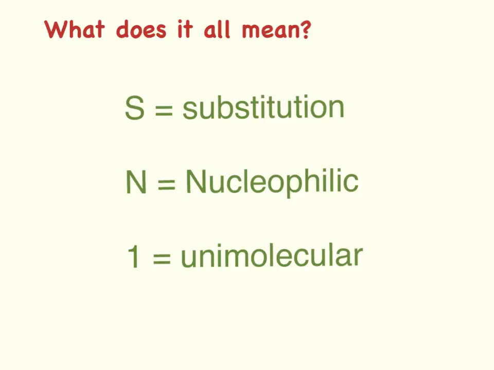Substitution nucleophilic unimolecular. Now probably the easiest way to remember this is one thing happens at a time, as opposed to an SN2 where both things happen, the attachment of the new and the breaking of the old, happen together at the same time.